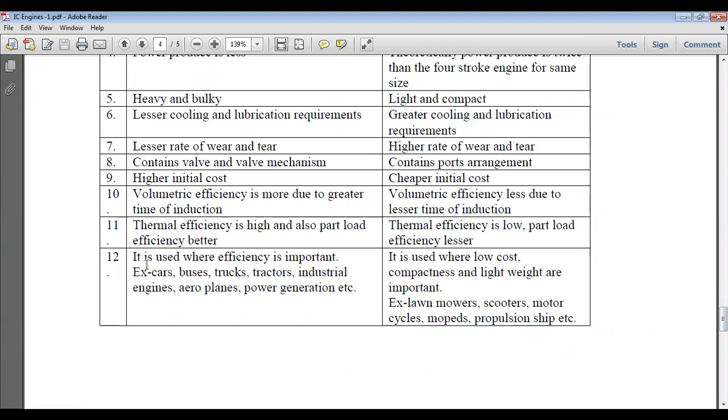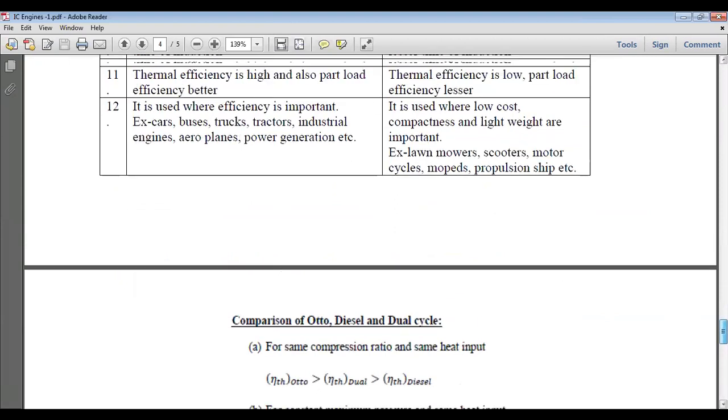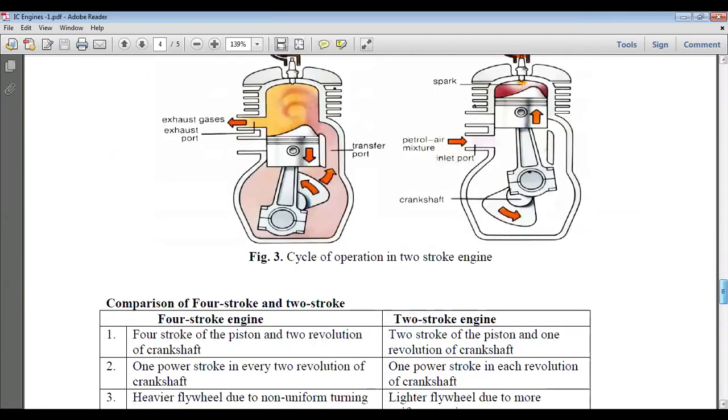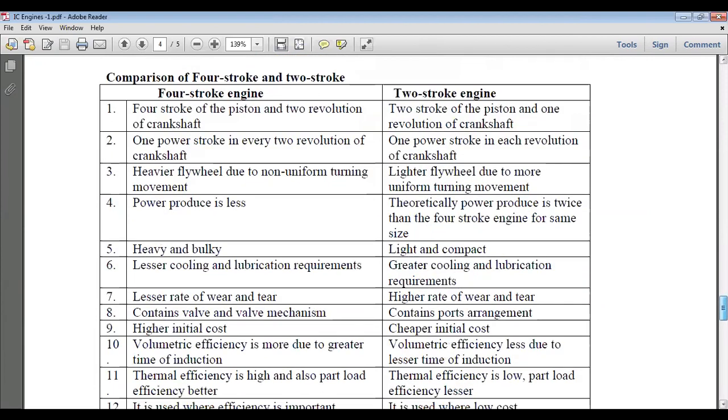And 12th point, it is used where efficiency is important. For example, in cars, buses, trucks, tractors, industrial engines, aeroplanes, power generation, etc. And the 2-stroke is used where low cost, compactness, and lightweight are important. Okay, like in lawn mowers, scooters, motorcycles, mopeds, ship propulsion, etc. Okay, so this is a comparison between the 4-stroke and the 2-stroke internal combustion engines.